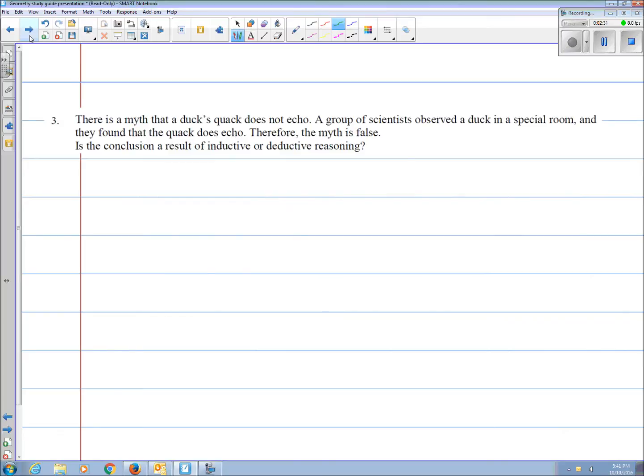Question 3. There is a myth that a duck's quack does not echo. A group of scientists observed a duck in a special room, and they found that the quack does echo. Therefore, the myth is false. Is the conclusion a result of inductive or deductive reasoning? This is inductive reasoning because it's based off observations. They observed the duck in a special room, so that's what gives it away as being inductive reasoning.